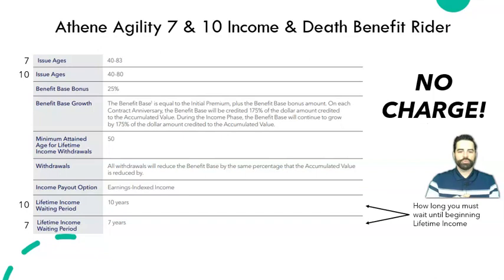All withdrawals will reduce the benefit base by the same percentage that the accumulated value is reduced. So if you do take out some money before the income, it is going to reduce the income side of it as well, and your income is going to be lowered.